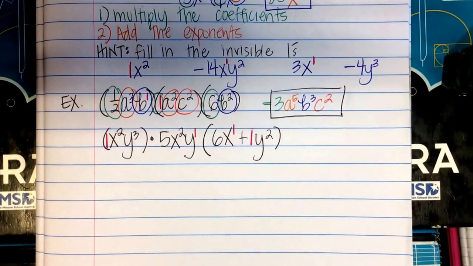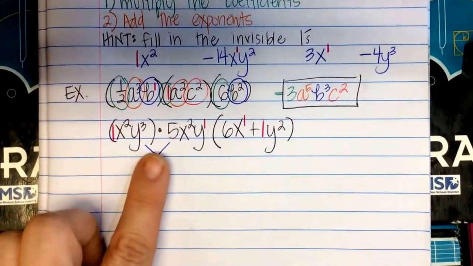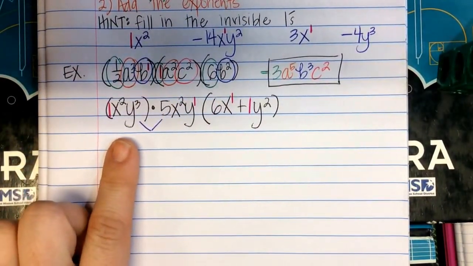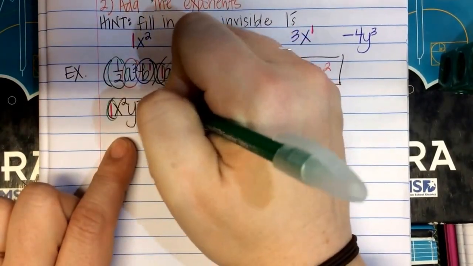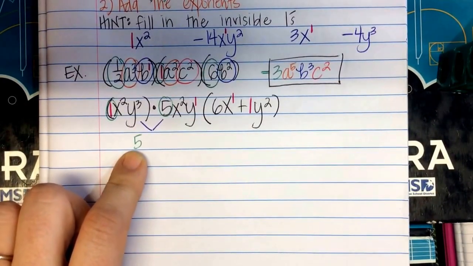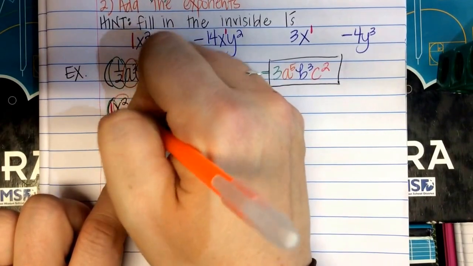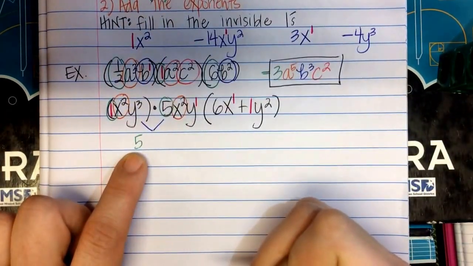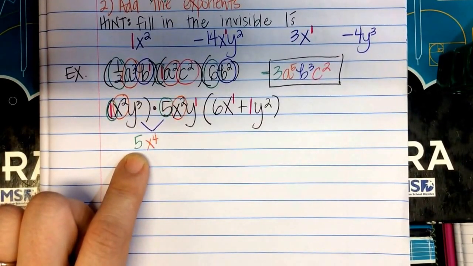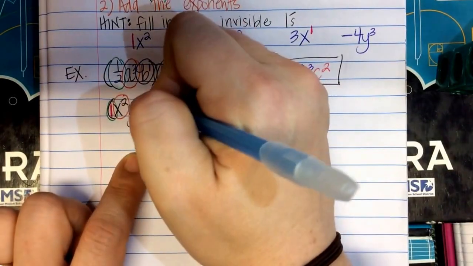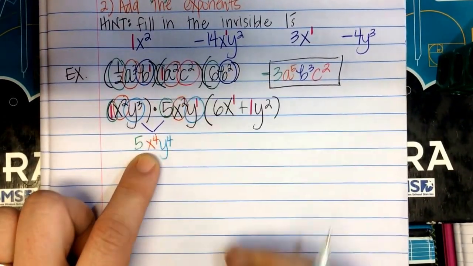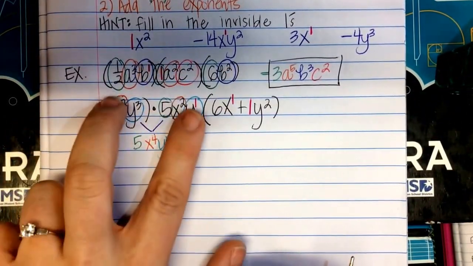Step by step, let's do this problem. Let's start with the multiplication first. Multiply the coefficients. 1 times 5 is 5. Now let's do our x's. X squared times x squared makes x to the fourth. Y to the third and y to the first, y to the fourth. Good. We multiplied first because it says multiply.